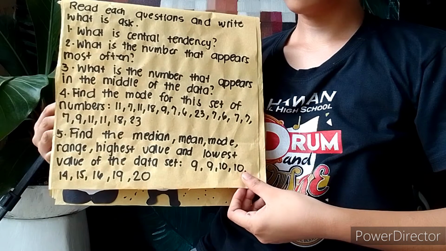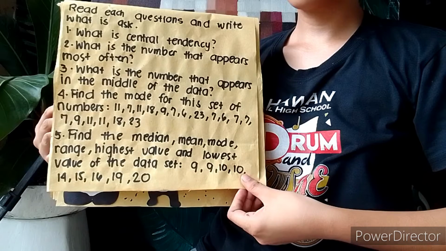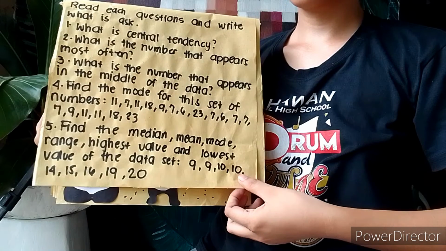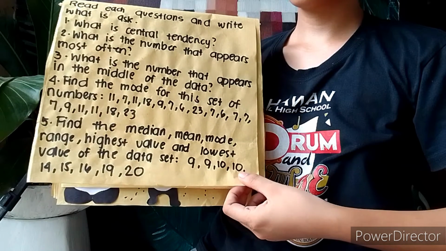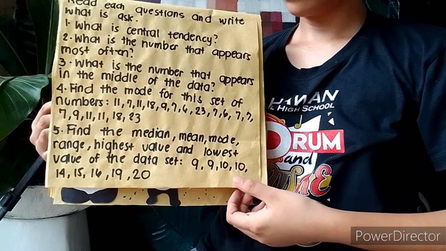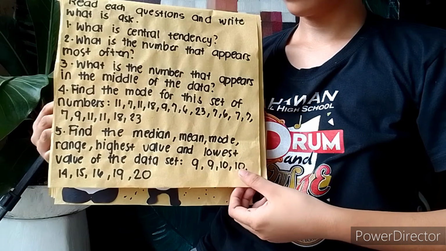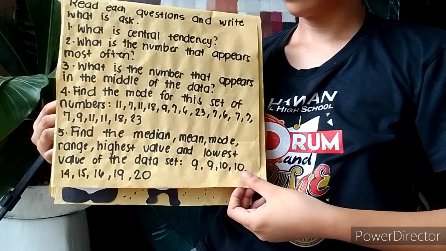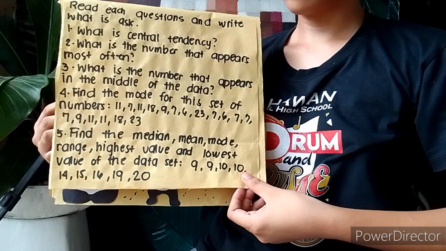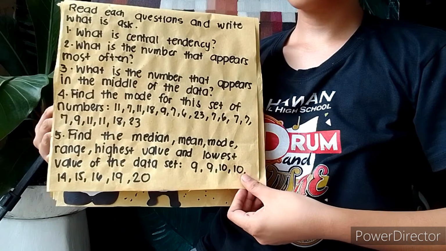Number 5. Find the median, mean, mode, range, highest value, and the lowest value of the dataset. 9, 9, 10, 10, 14, 15, 16, 19, and 20.